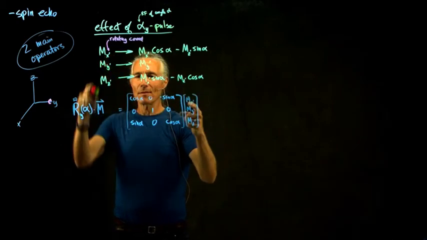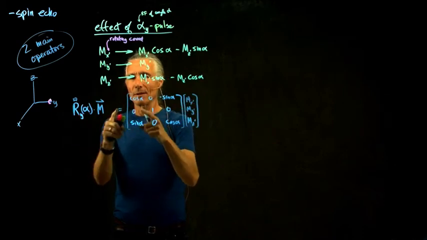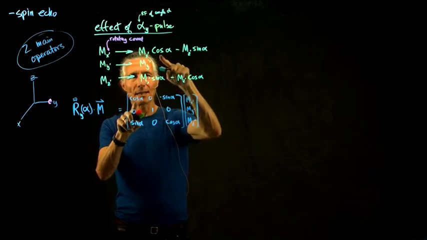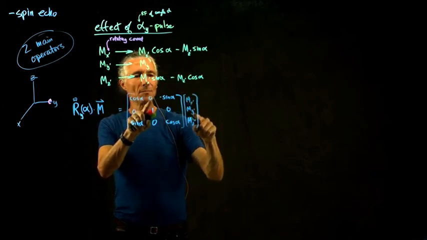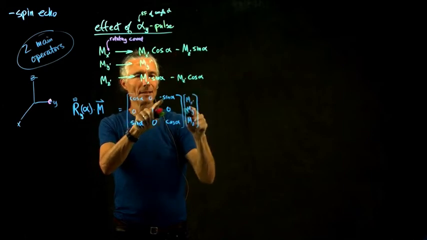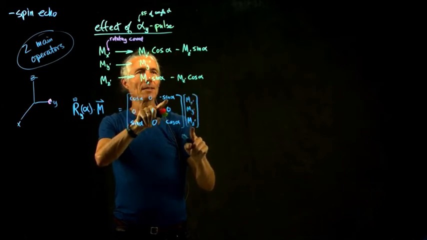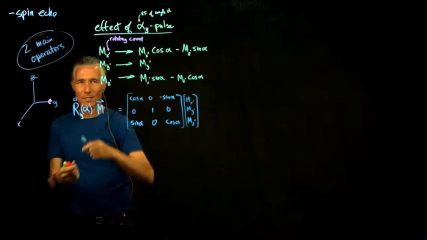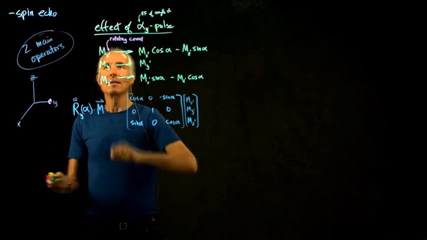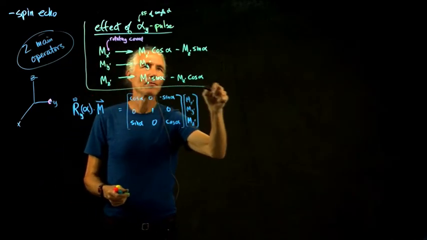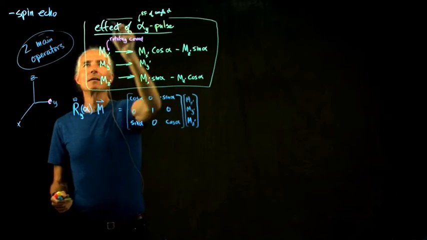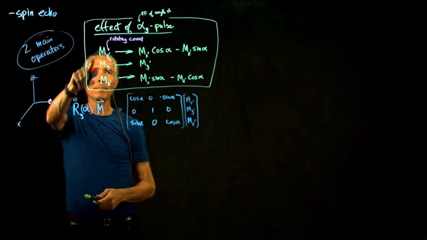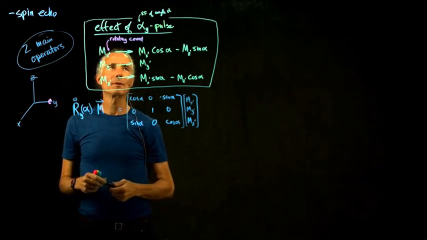If we're trying to figure out the x output of this vector, we have to take cosine times mx, that's this guy, and then 0 times my, that's nothing in there, and then minus sine times mz. So this was just to write out how to rotate around the y-axis. That would be the effect of an RF pulse.